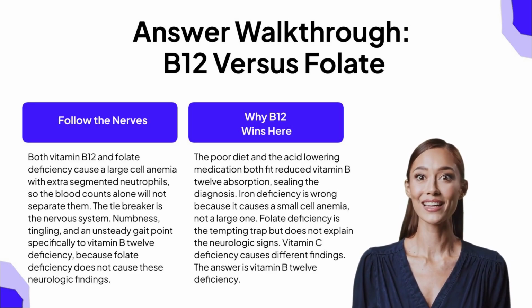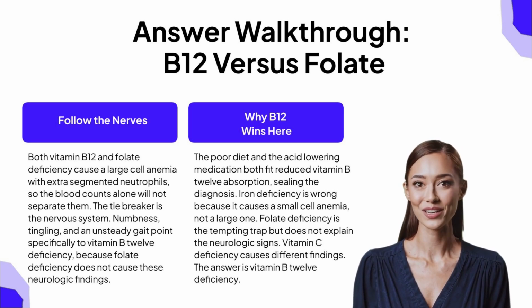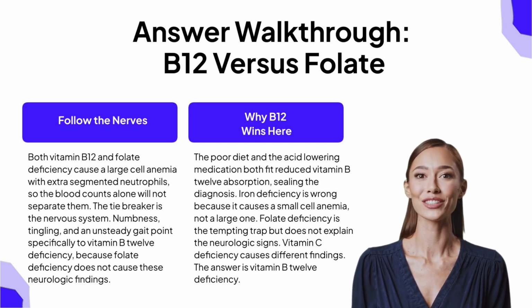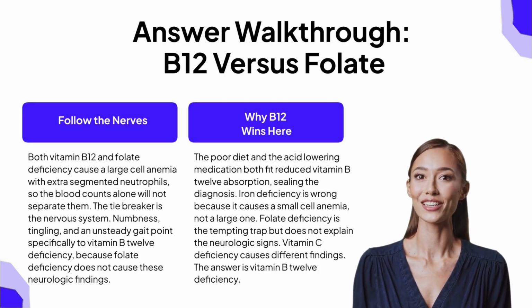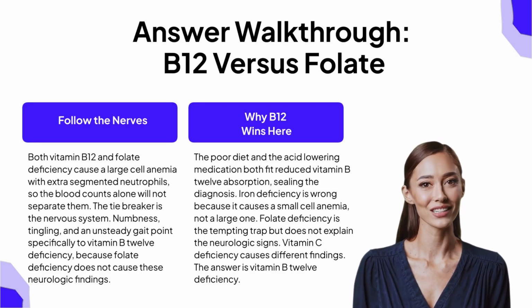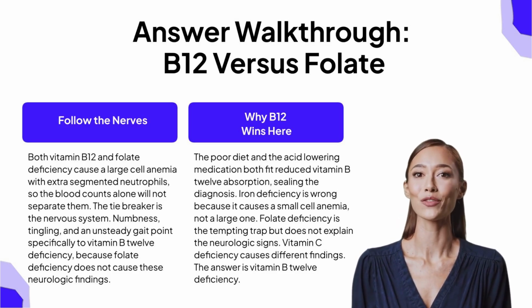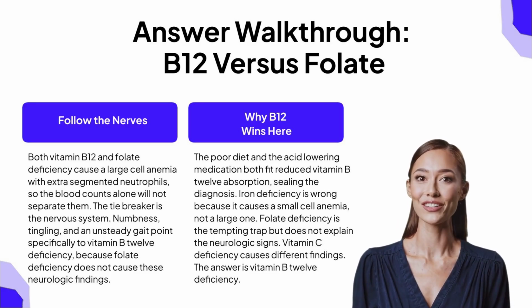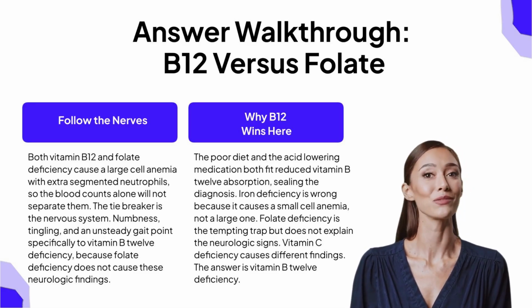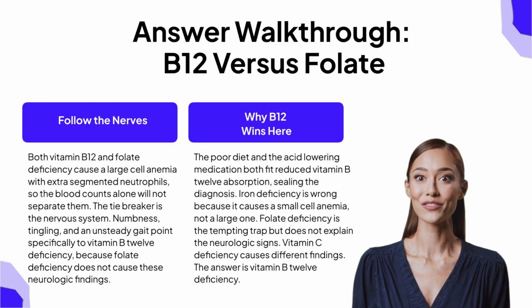The poor diet and the acid-lowering medication both fit reduced vitamin B12 absorption, which seals it. Iron deficiency is wrong because it causes a small cell anemia, not a large one. Folate deficiency is the tempting trap, but it does not explain the neurologic signs, and this distinction is exactly what the writers are testing. Vitamin C deficiency gives a different clinical picture. The correct answer is vitamin B12 deficiency. When a large cell anemia comes with neurologic symptoms, let the nerves make the call.